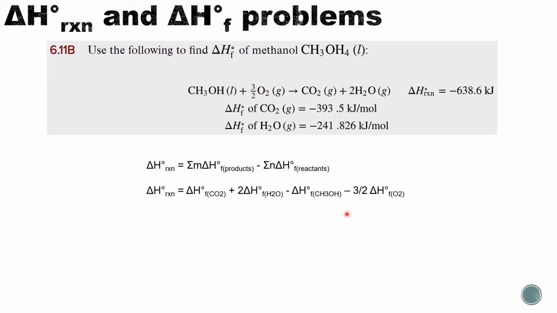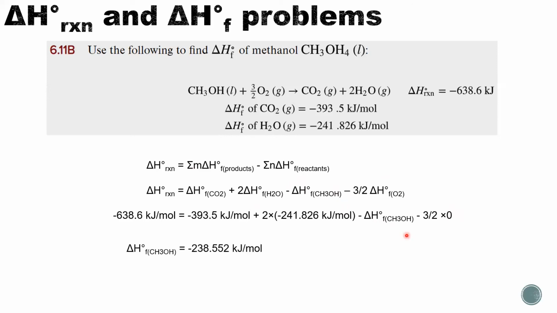Okay, so for this equation, the only unknown item is the standard heat of formation of methanol. So then we can solve it quite easily. Plug in numbers. Remember, the heat of formation of oxygen is 0, and then we can solve the standard heat of formation of methanol as negative 238.552 kilojoules per mole. You can also round it off to negative 238.6 kilojoules per mole.